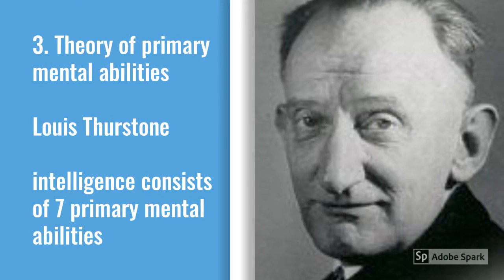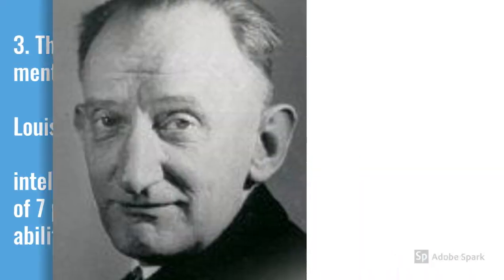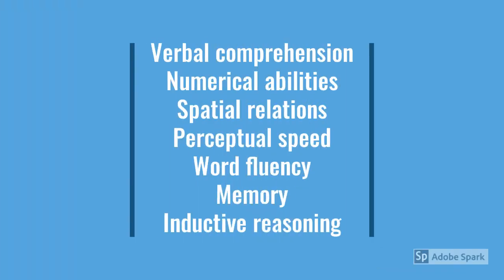The third theory of intelligence under the psychometric approach was given by Louis Thurstone, called the theory of primary mental abilities. According to him, intelligence consists of 7 primary mental abilities. Each of these abilities are relatively independent of the others. Following are the mental abilities as mentioned by Louis Thurstone.